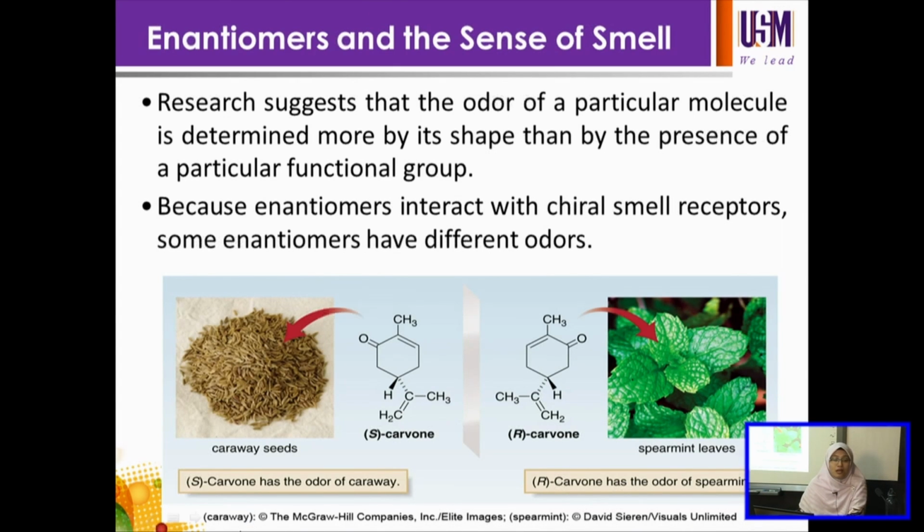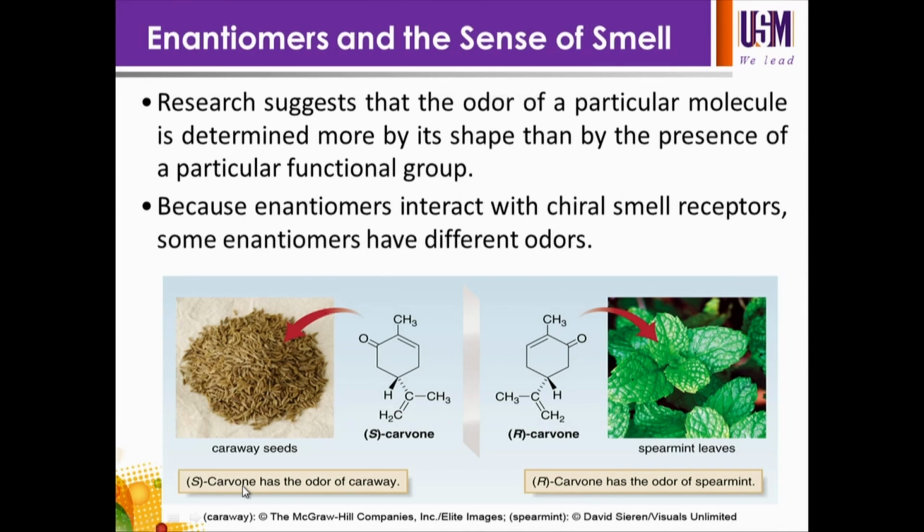For example, here carvone. One enantiomer has the odor of caraway. This is the caraway seeds. So one smells like caraway, while its mirror image has an odor of spearmint. So this is the spearmint. Even though they are mirror images of each other, with the same molecular formula, they smell different.